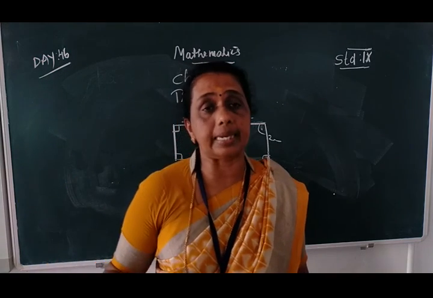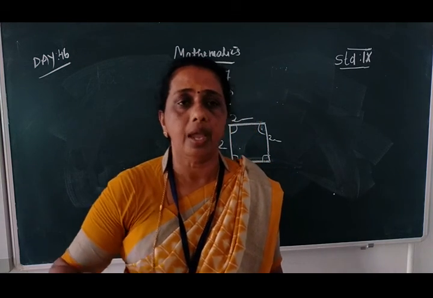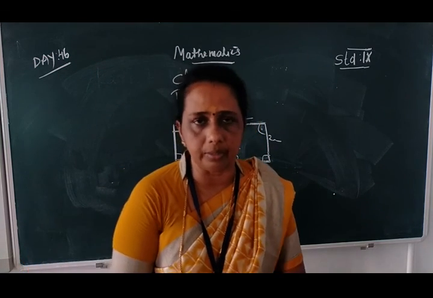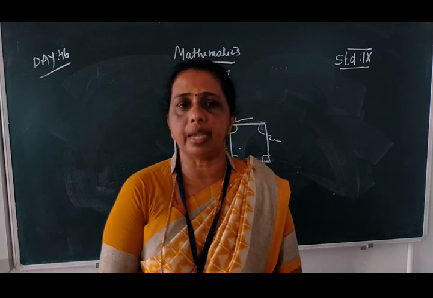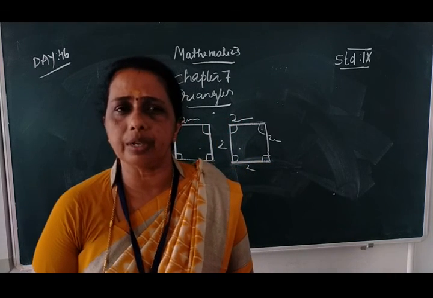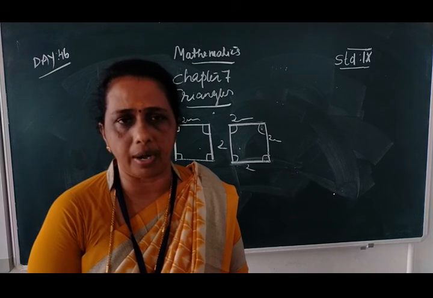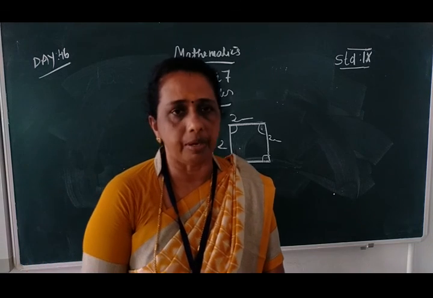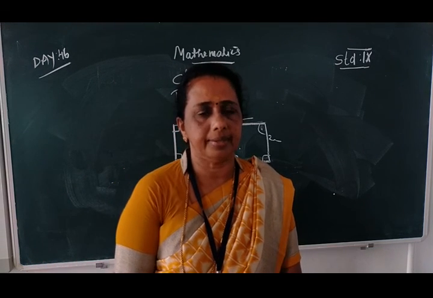Similarly, two circles having the same radii. So two circles having radius 2 centimeter are congruent figures. This way we can find out congruent figures. Here I only recall your previous knowledge about congruent figures. Next class we will briefly study about congruent figures. Okay, thank you.